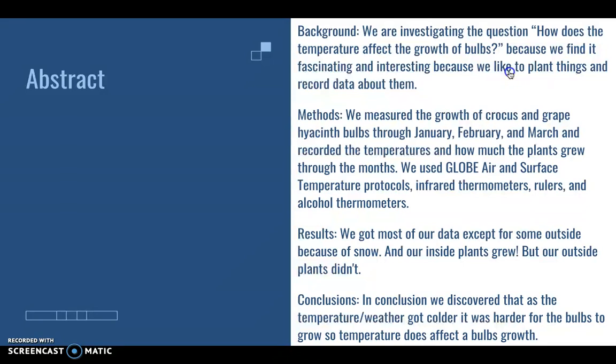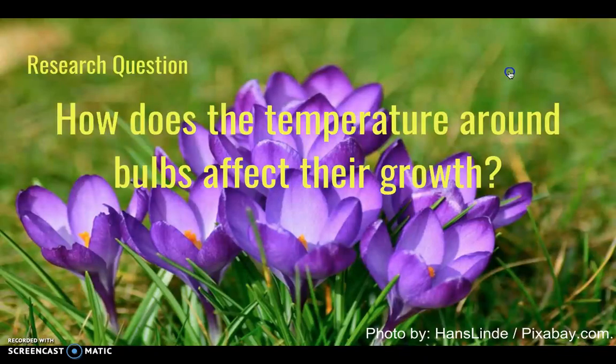Results. We got most of our data except for some outside because of snow, and our inside plants grew, but our outside plants didn't. Conclusions. In conclusion, we discovered that as the temperature/weather got colder, it was harder for the bulbs to grow, so temperature does affect a bulb's growth.